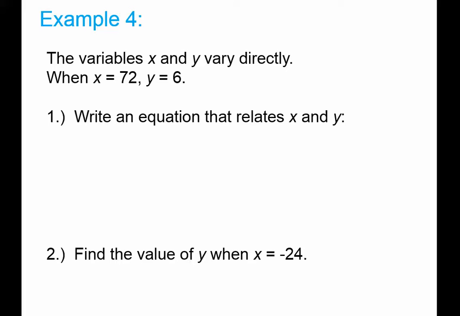Don't just rush through and do this in your head. You need to do out all the steps. I'll expect to see it on your papers when you turn this in. It says the variables x and y vary directly when x equals 72, y equals 6. So same deal, write the direct variation equation in number 1, and then find the value of y when x equals -24 for number 2.